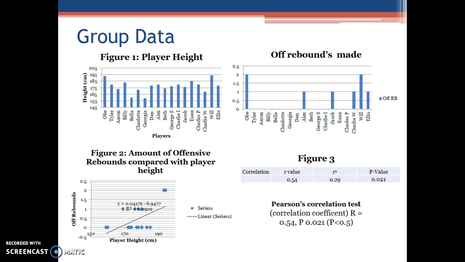Basically, what these graphs show, figure 1 shows the player height between the whole group and the one next to it, with the offense showing the rebounds made offensively. You see that the highest was made, but it was 2. So figure 2 shows the correlation between player height and offensive rebounds, and the correlation is positive, and so that means that the bigger the height of the player, the more rebounds the player should make.